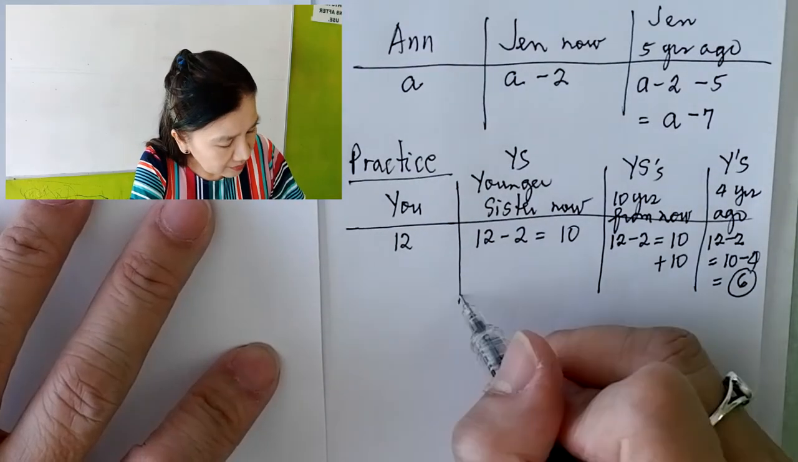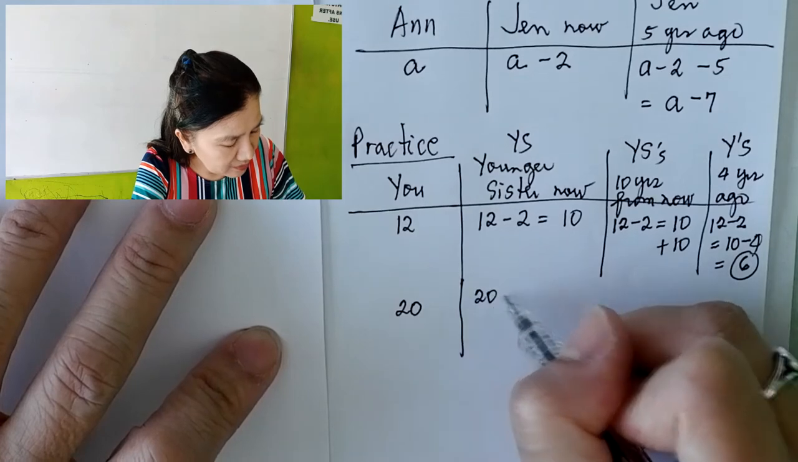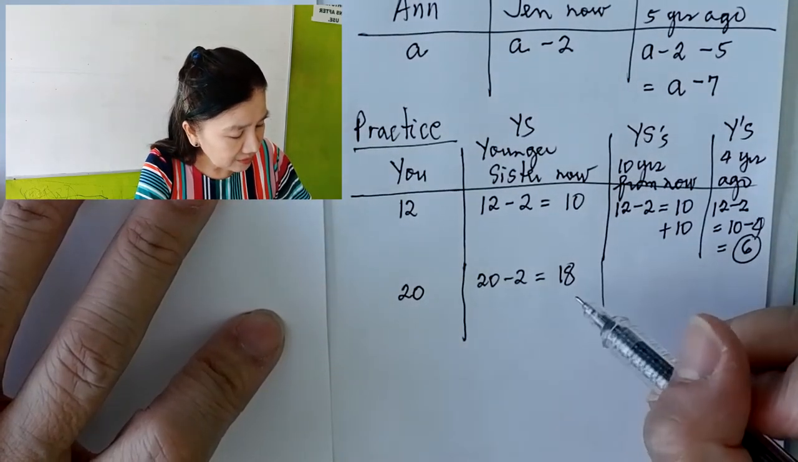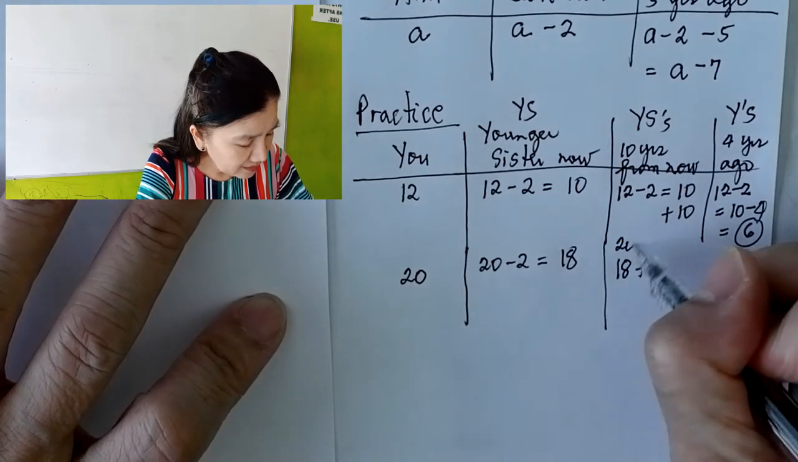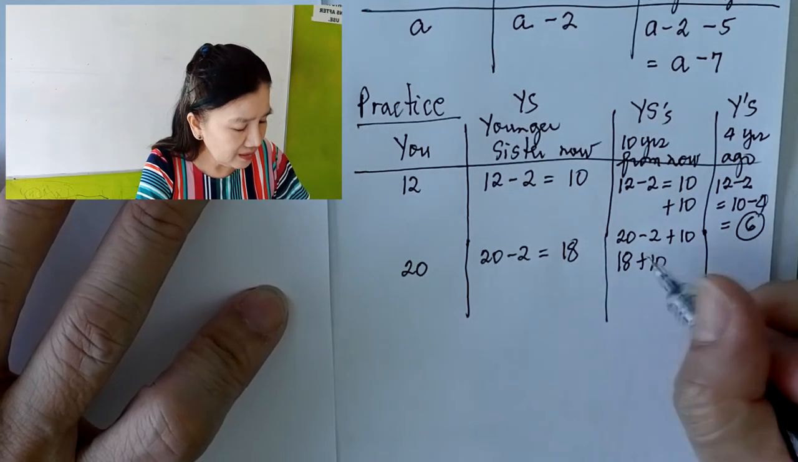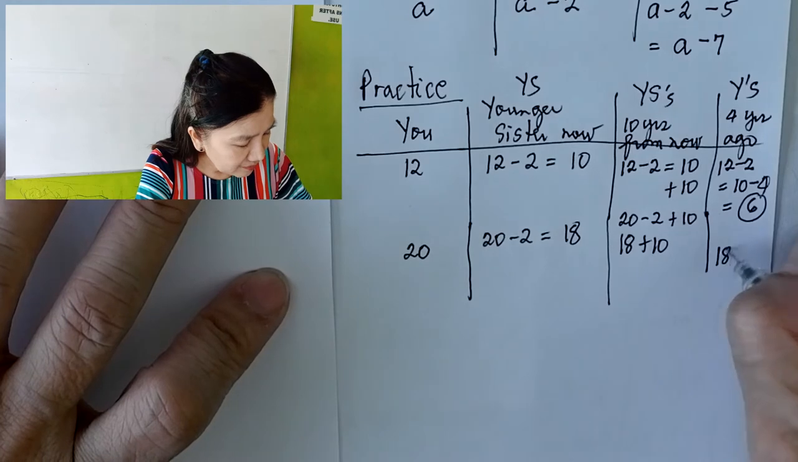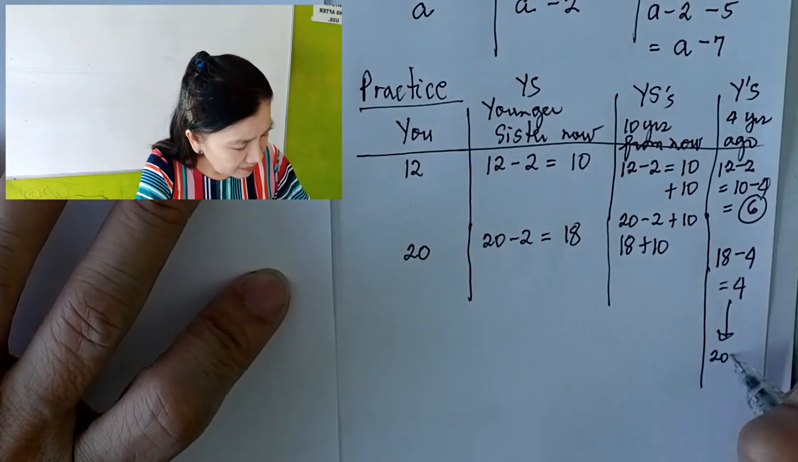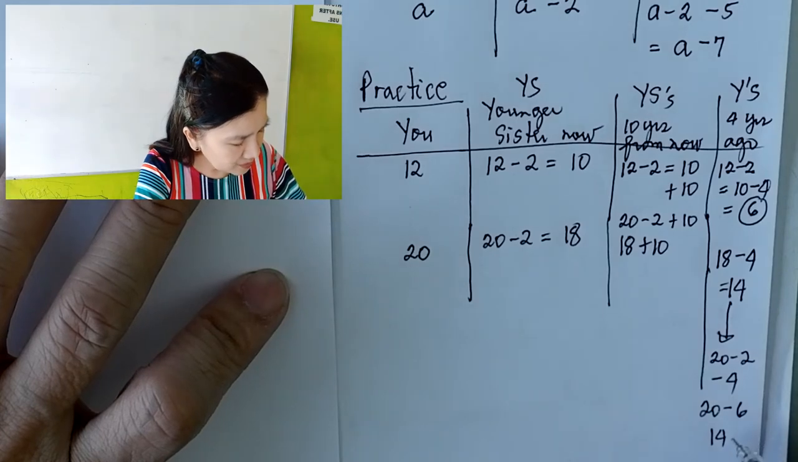Okay, so suppose you are 20 years old now. Your younger sister now is 20 minus 2 or 18, considering your younger sister is 2 years younger than you. So, 10 years from now, your younger sister will be 18 plus 10, or 20 minus 2 plus 10. 4 years ago, your younger sister was 18 now minus 4, 14. Or using 20, that will be 20 minus 2 minus 4, or 20 minus 6, which ends up to be 14.